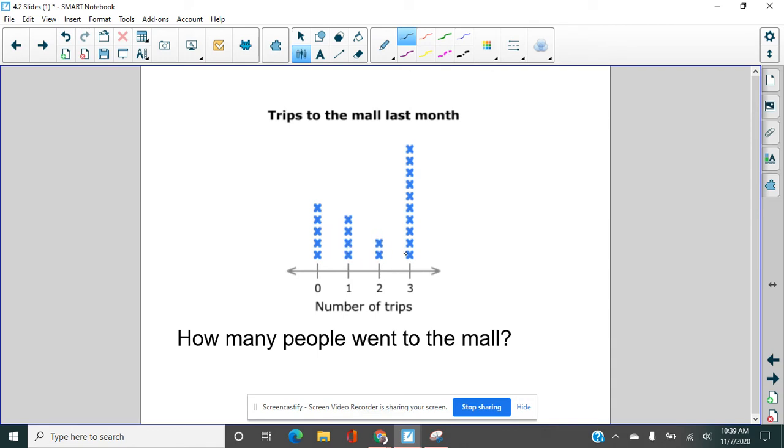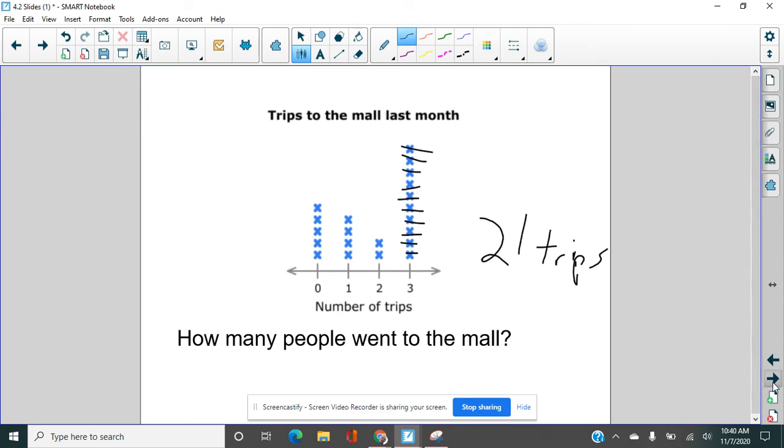Oh boy, this is a lot. 12, 13, 14, 15, 16, 17, 18, 19, 20, 22. Did I say that right? Let's count. I want to count that again. 5, 8, 11, 12, 13, 14, 15, 16, 17, 18, 19, 20, 21. Oh my goodness. 21. Well, at least I double checked my counting here, so I was able to get it right. 21 trips to the mall. 21 people went to the mall, right?